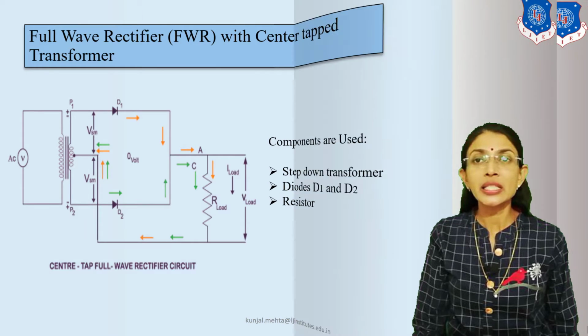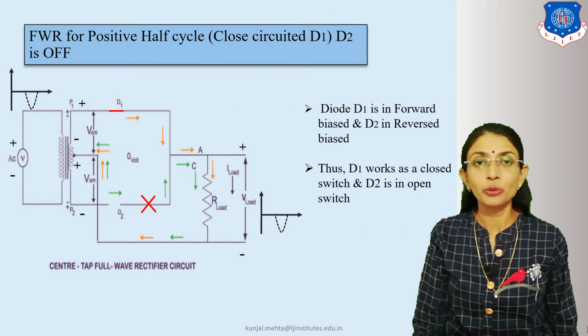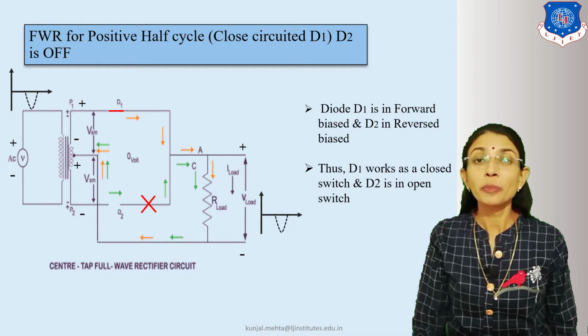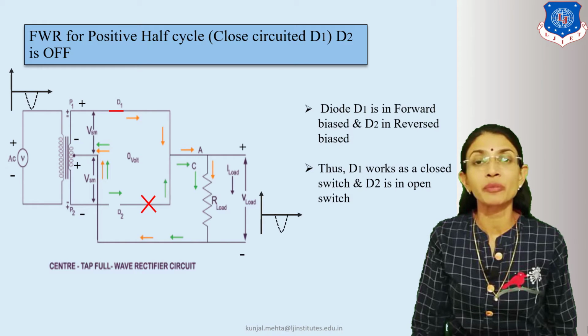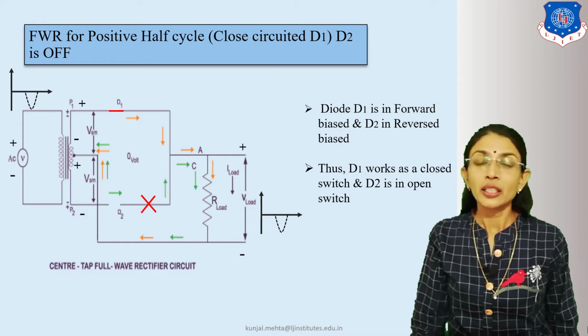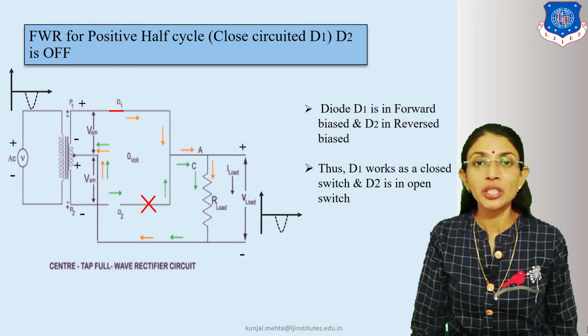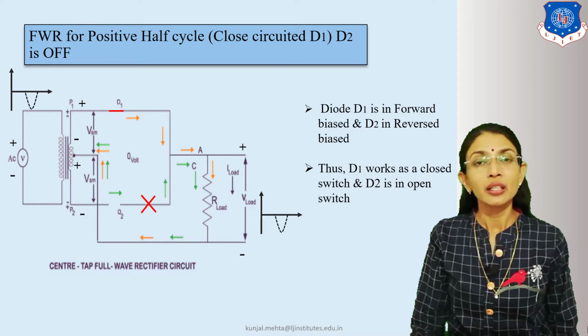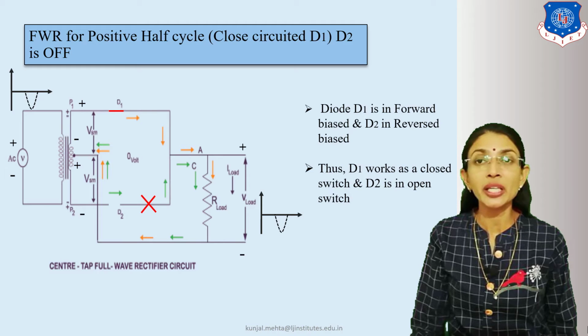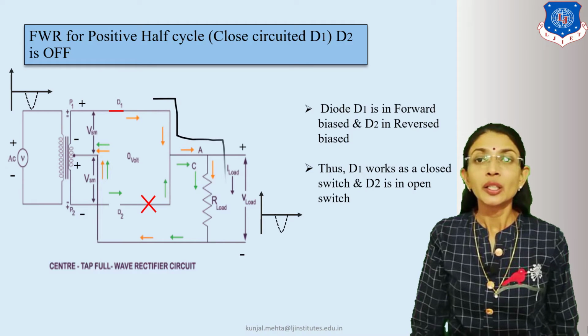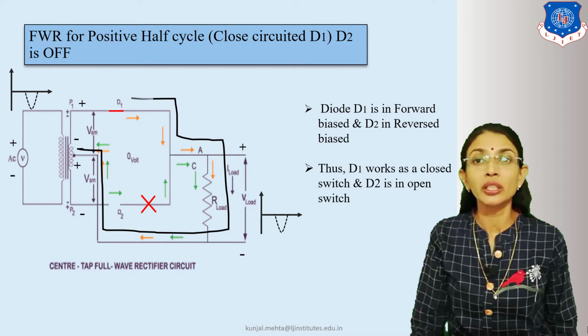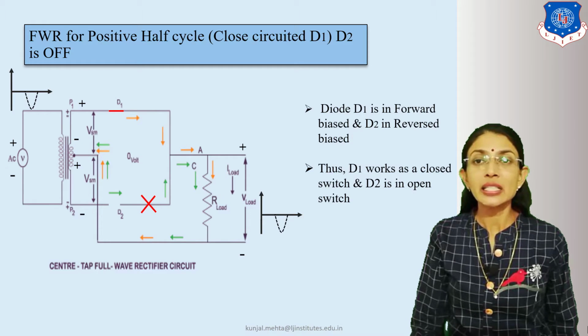So now let us see the working of the full wave rectifier using the center tap transformer. The operation will be divided into cycles, during positive half cycles and during negative half cycles. So let me explain case 1. During the positive half cycle, how does the current flow? Okay, again look at this.